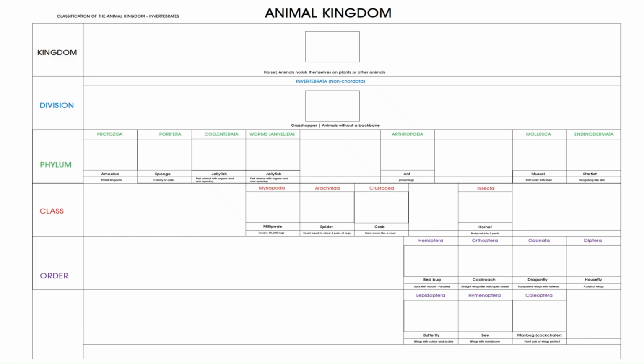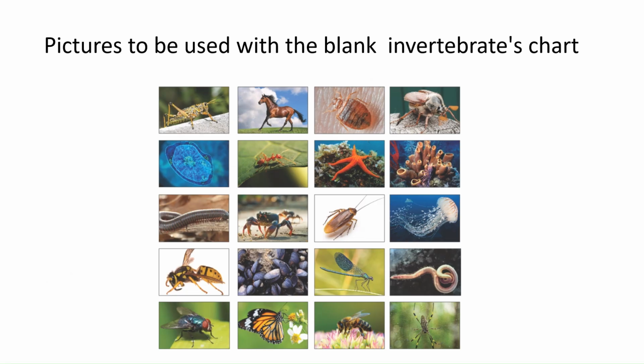This is a model of the first classification of animal kingdom invertebrates blank chart. So you can see there are no pictures here, but there are some names written, and the activity is for the child to match the picture and keep it in the relevant space. These are the pictures that are used with the blank invertebrates first classification chart. I've given the pictures of the invertebrates only.